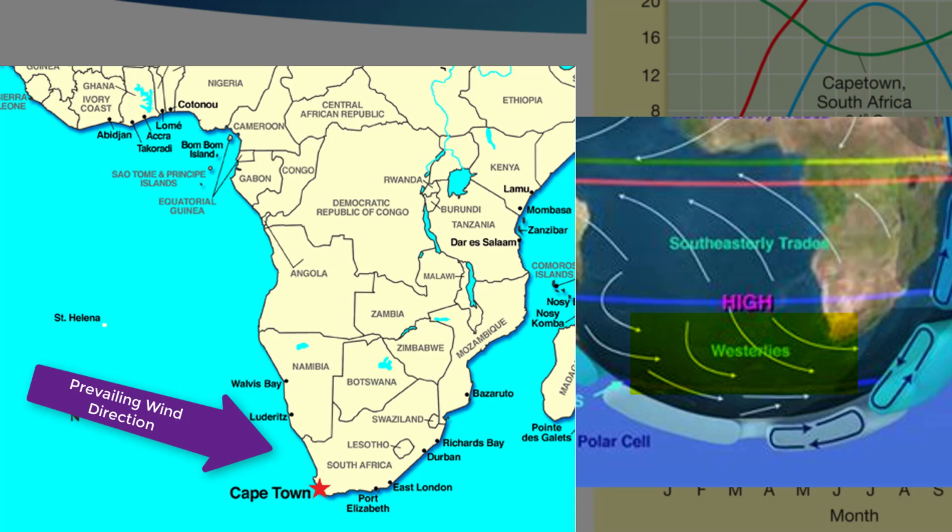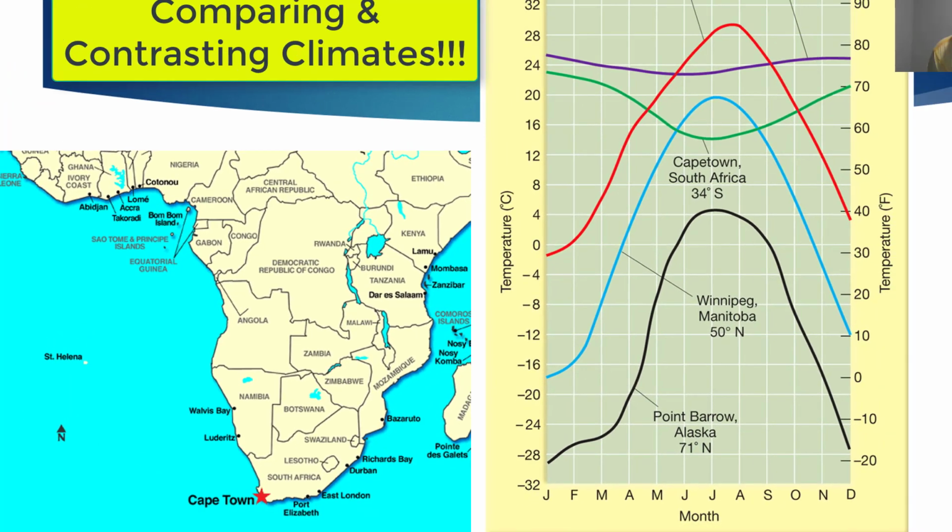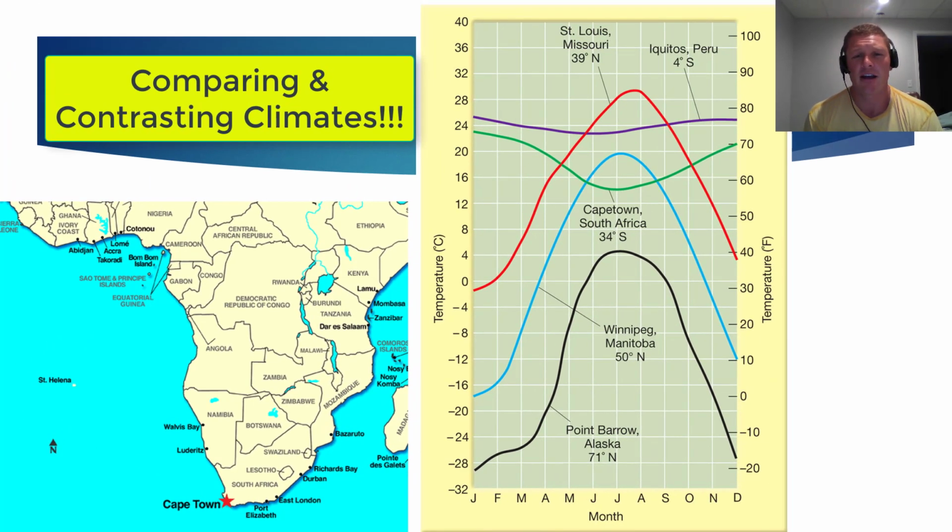Now, as mentioned on the previous slide, very large bodies of water can serve as climate stabilizers, and the Atlantic Ocean serves as just that for Cape Town. And although Cape Town and St. Louis don't have huge differences in their latitudes, we do see huge differences in their temperature ranges. And that's simply explained by the fact that one of them is located near a body of water where the prevailing winds are coming off of that body of water, and then one of the locations is landlocked in the middle of a continent.